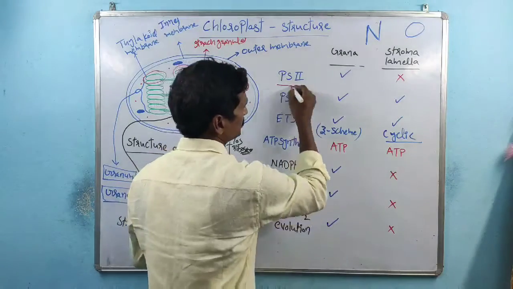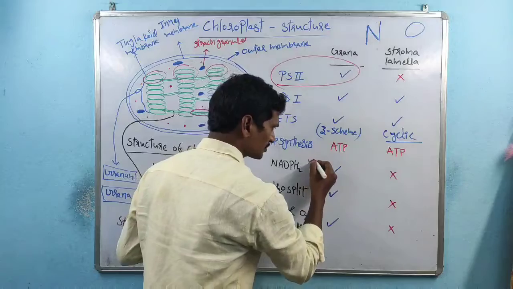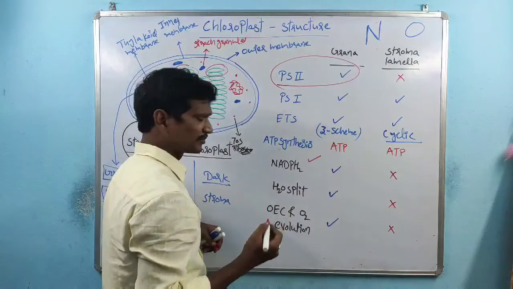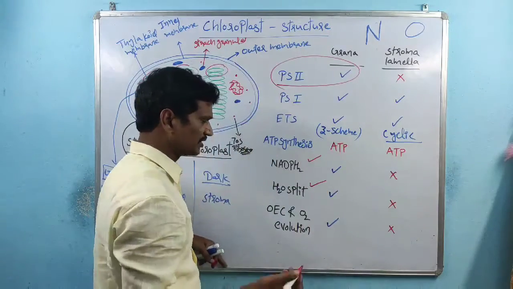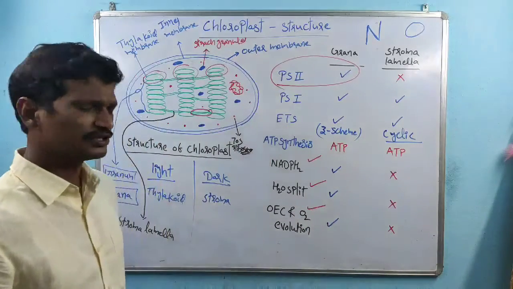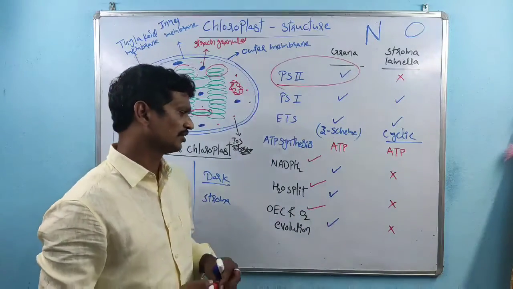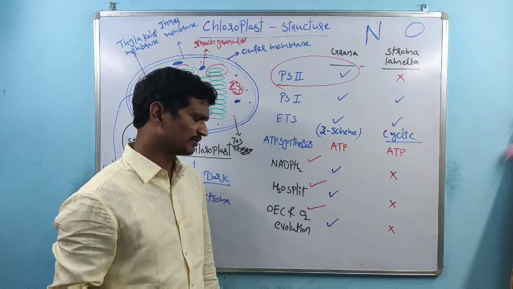If PS2 is present, NADPH2 production takes place. If PS2 is present, splitting of water takes place. If PS2 is present, oxygen evolution takes place. So here, what I am telling is that PS2 is responsible.